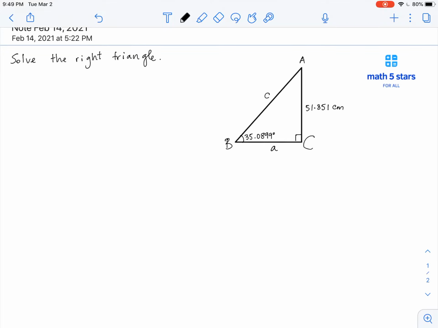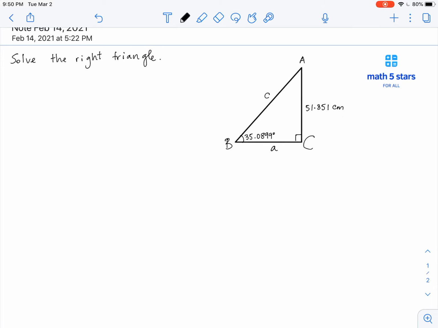Hello guys. Today we are going to talk about solving the right triangle. For this problem, we are given two variables. We are given side B, which is 51.851, and angle B, which is 35.0899 degrees. Those are the two things that we know.